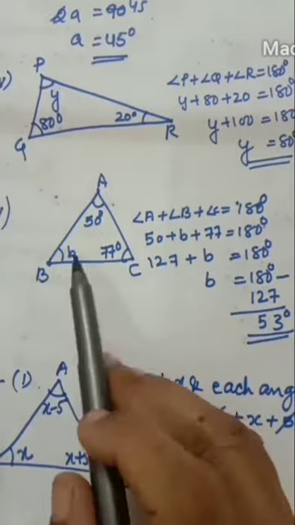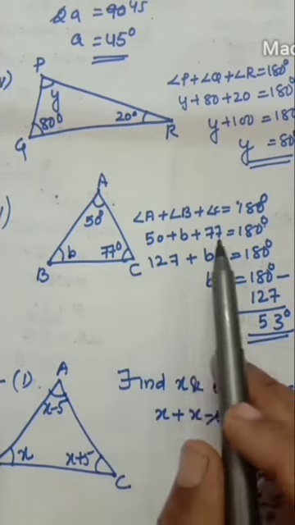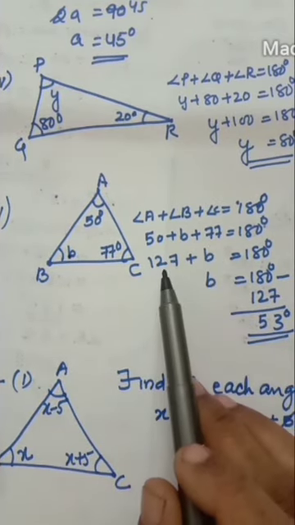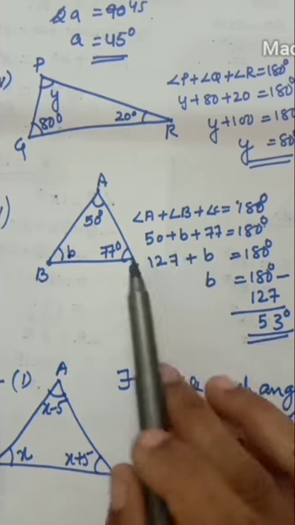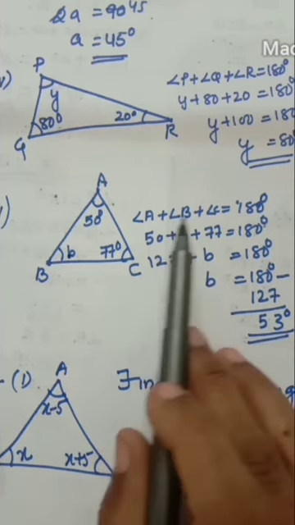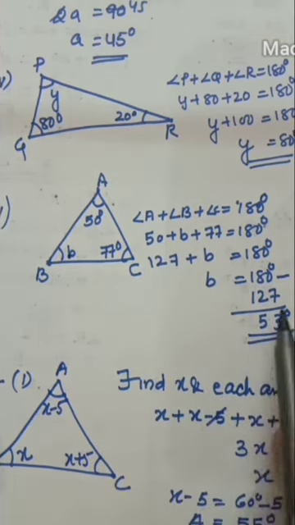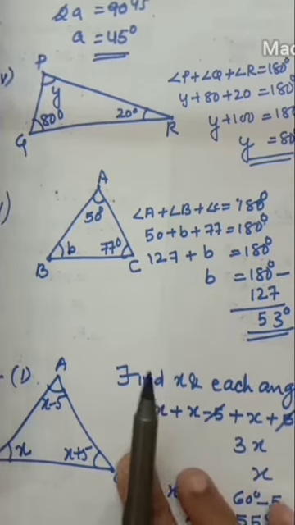Next unknown variable is b. Add it. 50 plus 77, 127. b you keep it here. The number you take from here to here, it will be subtracted. You will get 53 degrees.